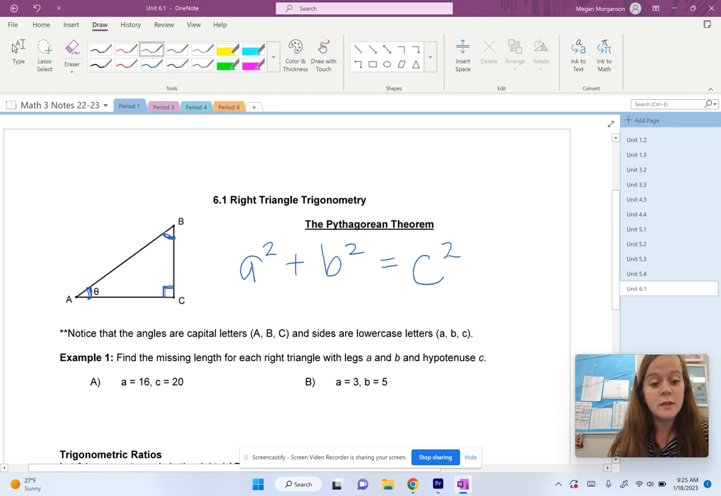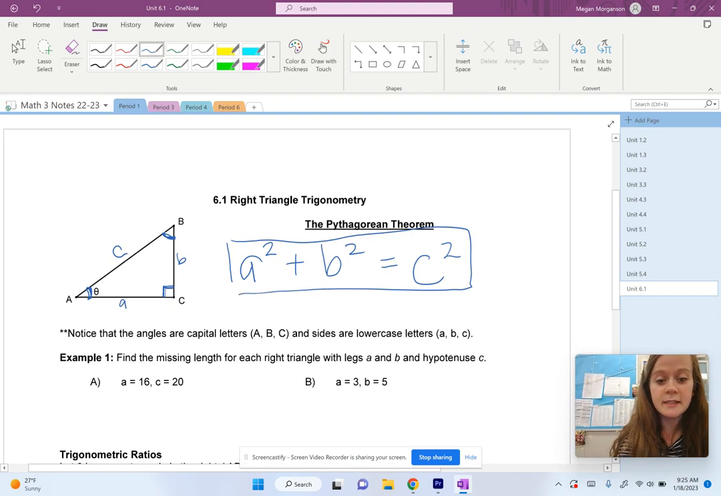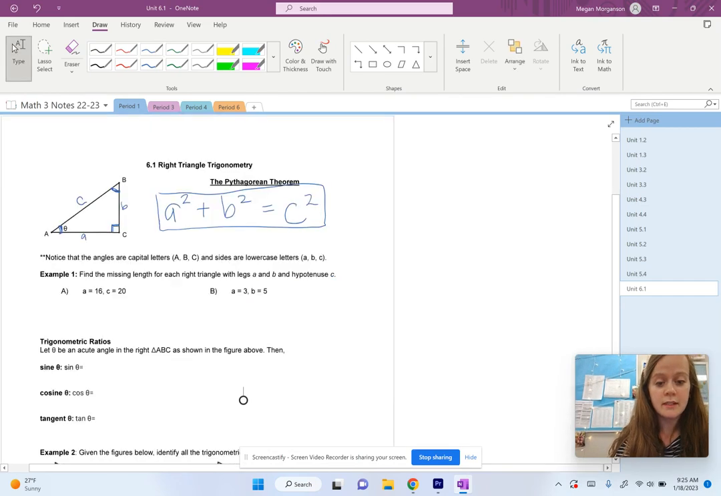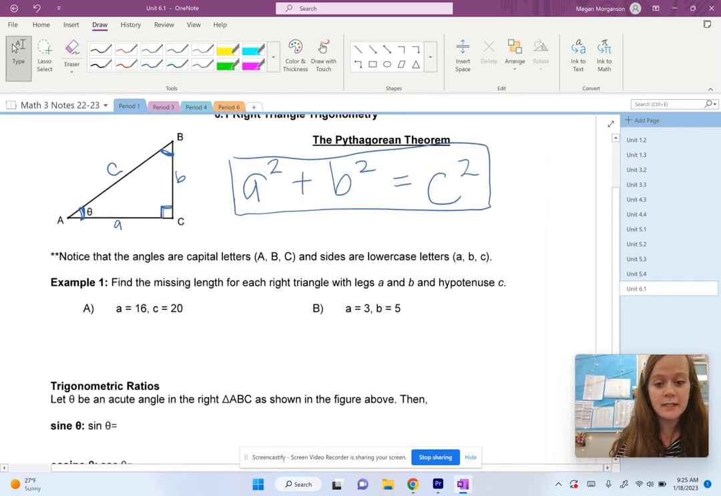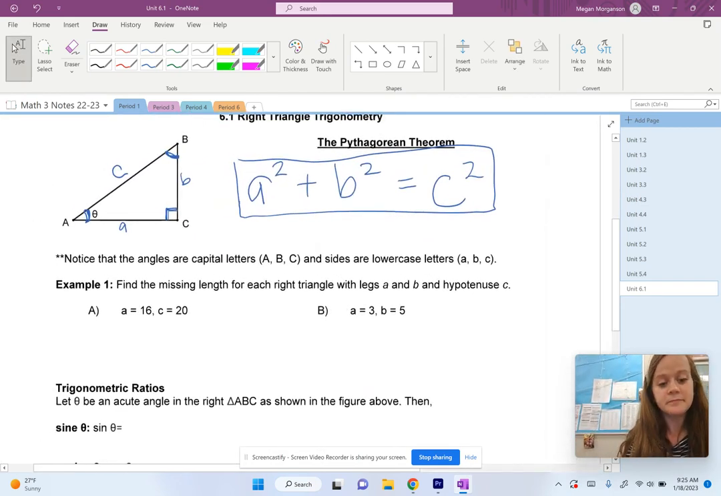When we talk about the sides, we use lowercase letters. So I'm going to put a here and b here. Those are kind of interchangeable. It's the two shorter sides. And then the hypotenuse, this long side, is always c. So this Pythagorean theorem basically is an equation that helps us find one of the sides when they're missing.